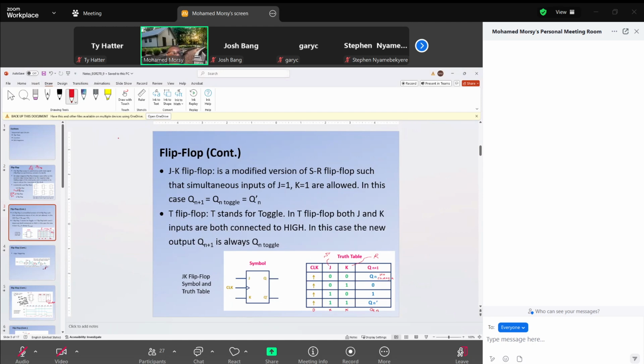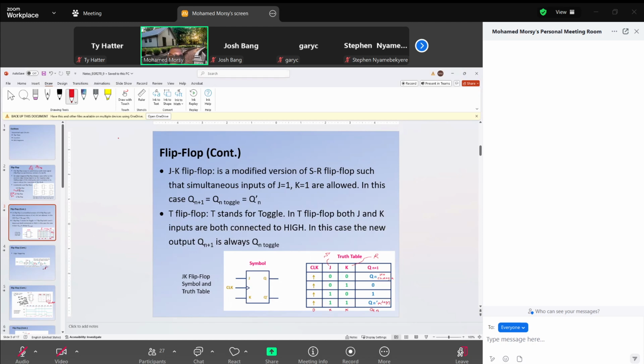Okay, but look at 1, 1. S is 1 and R is 1, no. For JK, this is allowed, and a modification happened here. When J is 1 and K is 1 at the same time, the new output, Qn plus 1, equals the previous one inverted, which we call Qn toggle.